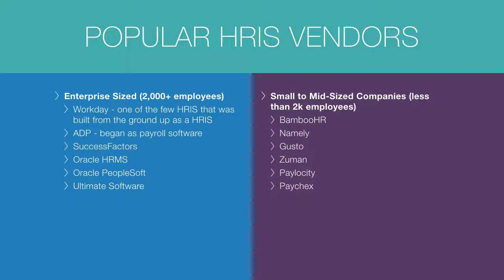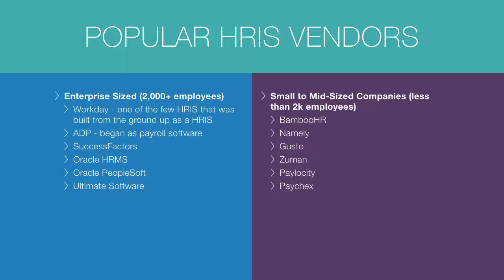ADP began, as I mentioned, as payroll software. SuccessFactors, Oracle HRMS, Oracle PeopleSoft. PeopleSoft was also one of the very first HR systems that was built from the ground up to be an HRIS. The two men who founded and ran PeopleSoft, once they sold it to Oracle, actually started Workday. So PeopleSoft has manifested itself differently, and the result of that is Workday, which has been wildly successful. Ultimate Software is also another enterprise-size HRIS application.